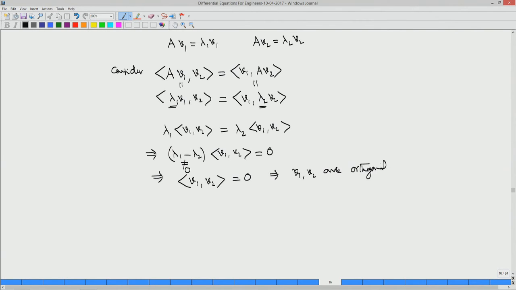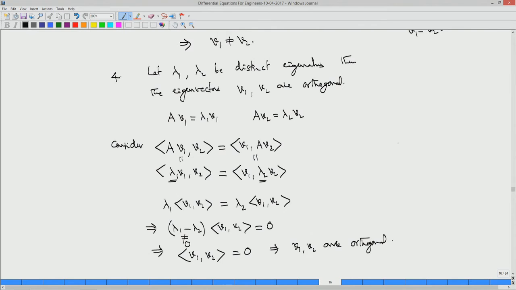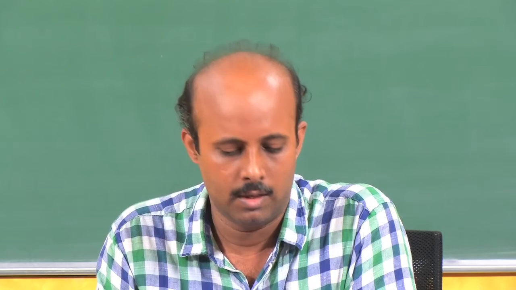This is how you show it. So you can just remember, eigenvectors corresponding to distinct eigenvalues are always orthogonal. If they are not orthogonal, that is possible only when the eigenvalues are not distinct, that means you have repeated eigenvalues.